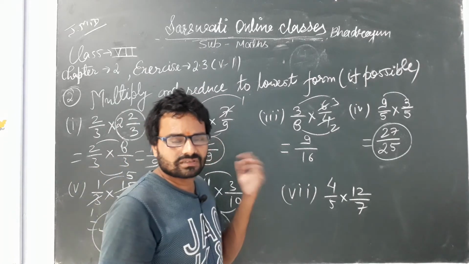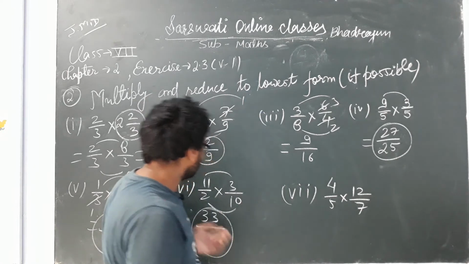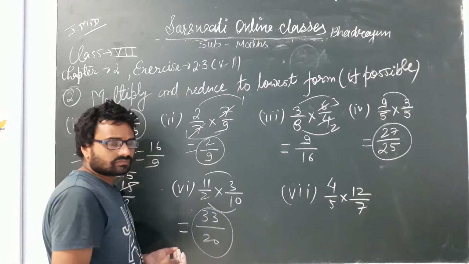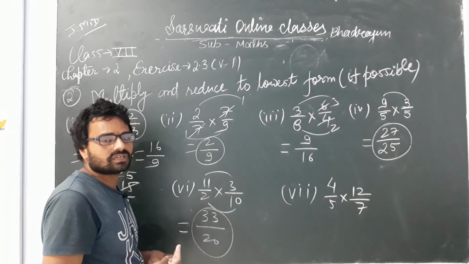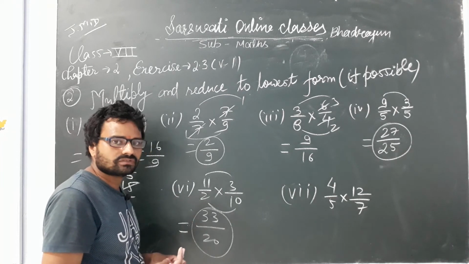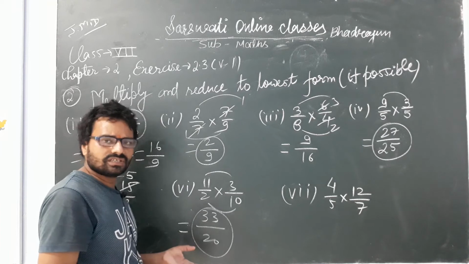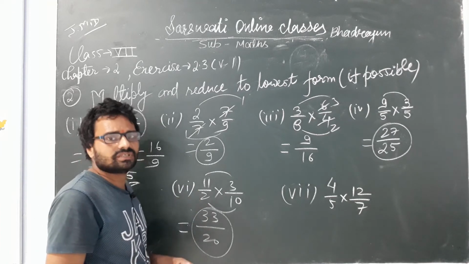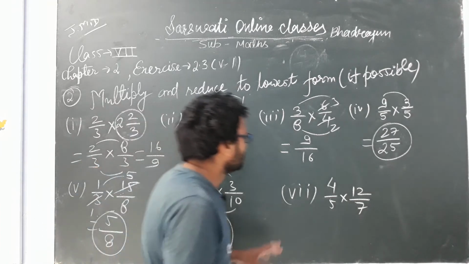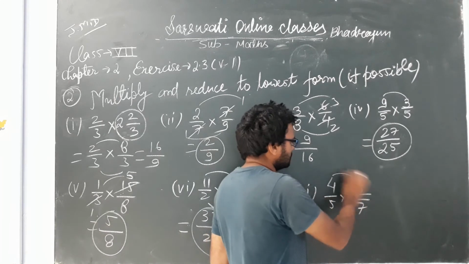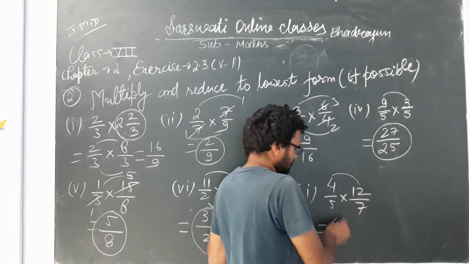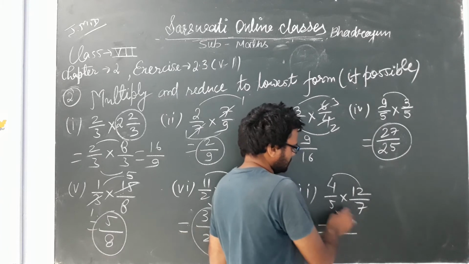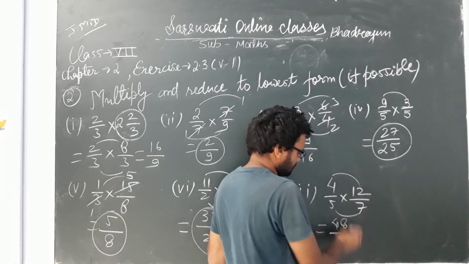Like our previous sums, no single concept is used in these questions that I have not taught you in previous questions. Okay, no new thing is there. Everything I have taught you previously. Okay, so what we will do is, now we will multiply 12 4s are 48 upon 5 7s are 35. So our answer is 48 upon 35.